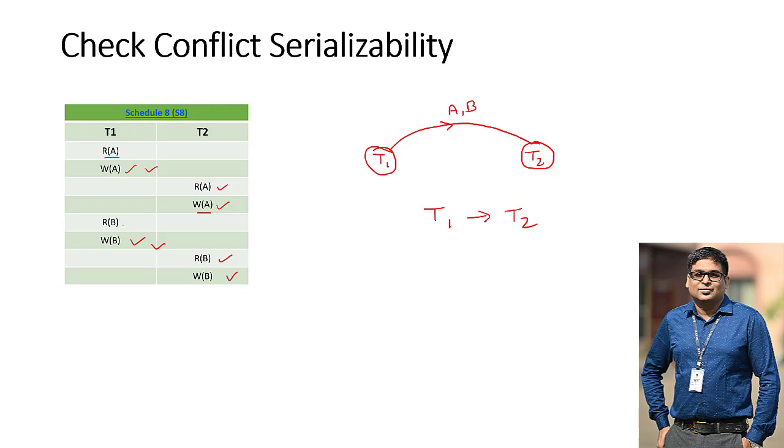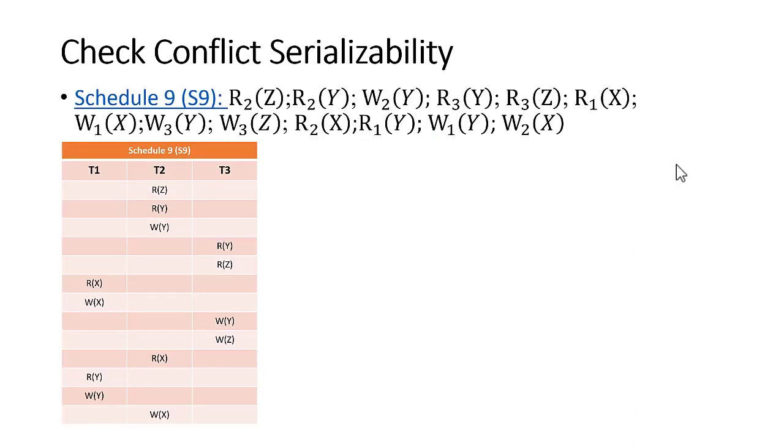In the previous video, we learned how to use the precedence graph to detect a conflict serializable schedule. In this video, we are going to understand the same concept using a more complex non-serial schedule with more transactions. In schedule 9, you can see that the first operation is done by transaction 2, which is a read operation on the data item Z.